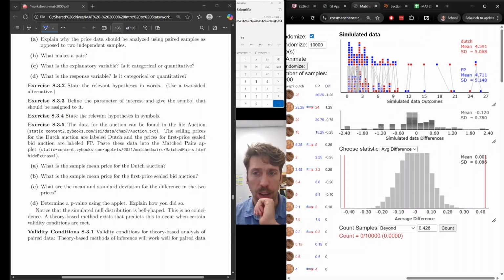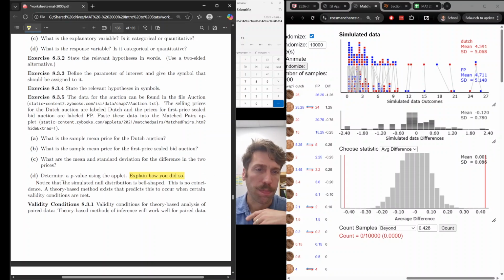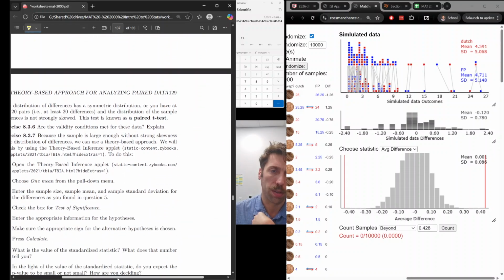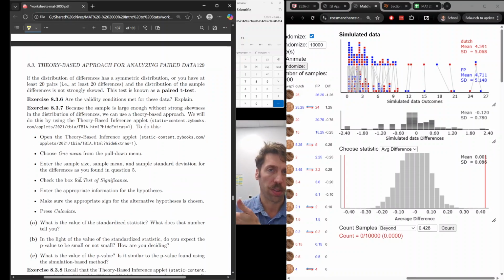And then you should use full sentences because it's important to explain how you did so. Okay? Now, validity conditions. The validity conditions for theory-based analysis of paired data. Theory-based methods of inference will work well for paired data if the distribution of differences has a symmetric distribution, or if you have at least 20 pairs.